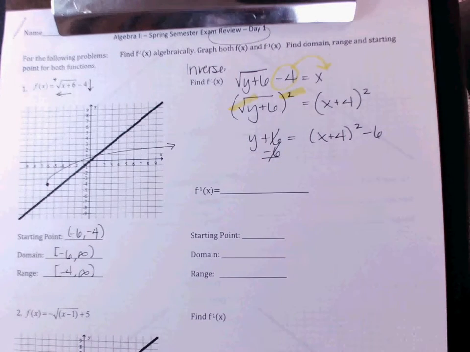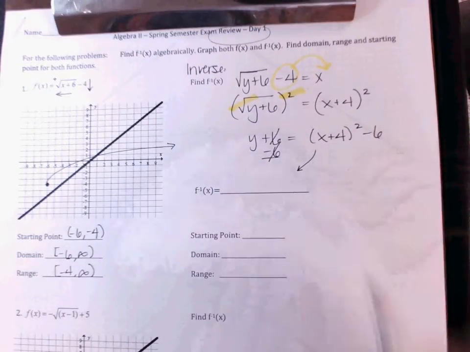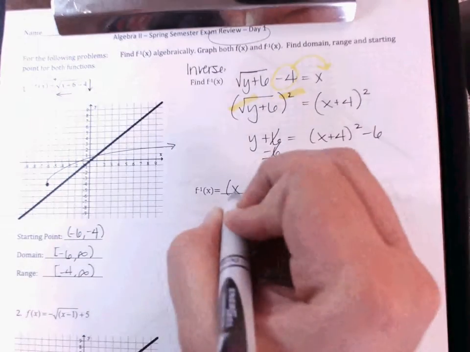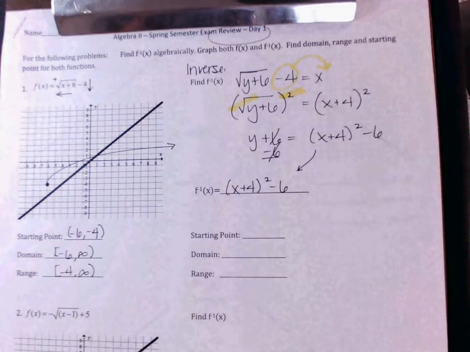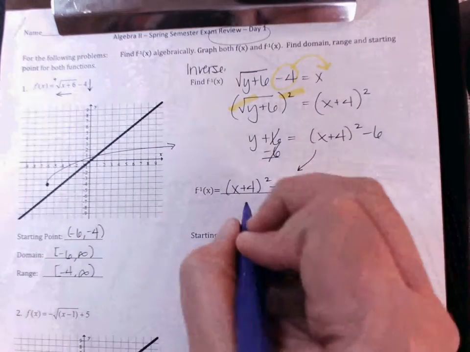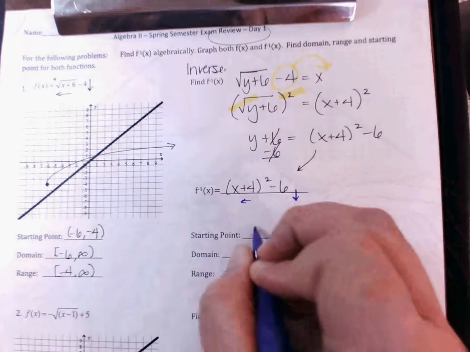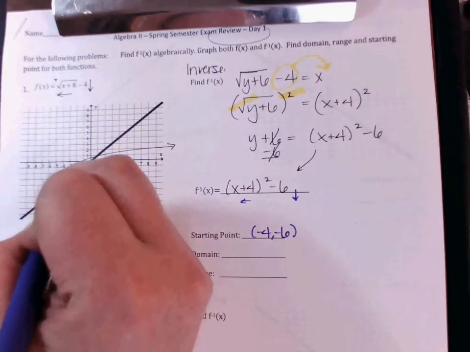Okay, so from here, that's your answer for down here. You can rewrite it if you want to. I'm going to, but you can also just put an arrow. Now what would the starting point be for this new equation that we just wrote? Left 4, down 6. So that would put me here.